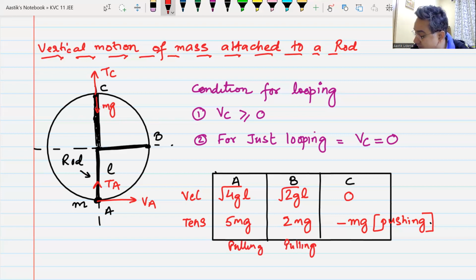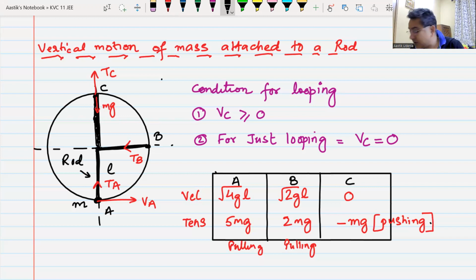Do we understand what I mean by pulling and pushing? At point A, it is pulling. At point B, it is pulling. At point C, it is pushing. Do we understand this? Have we noted this down, everyone?